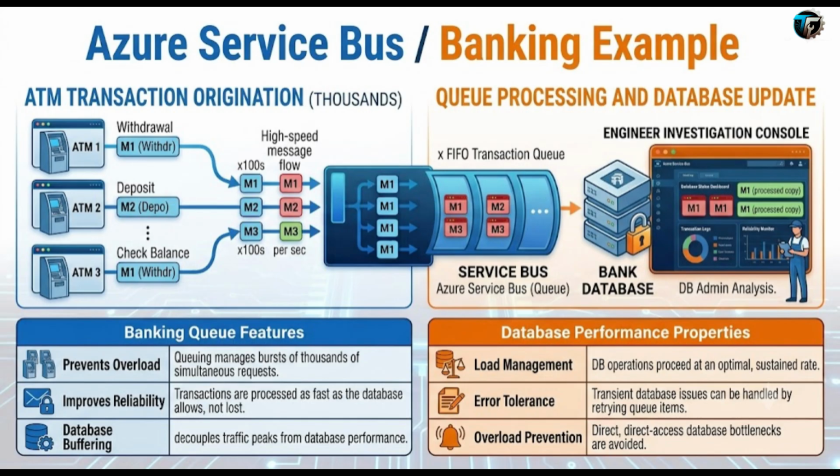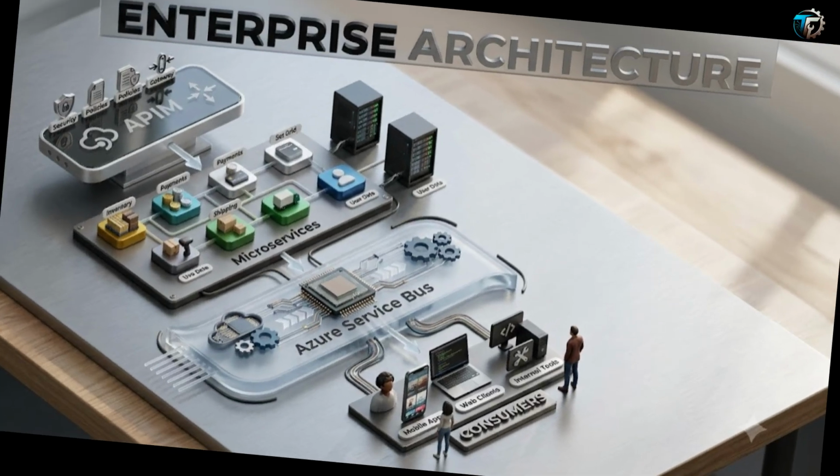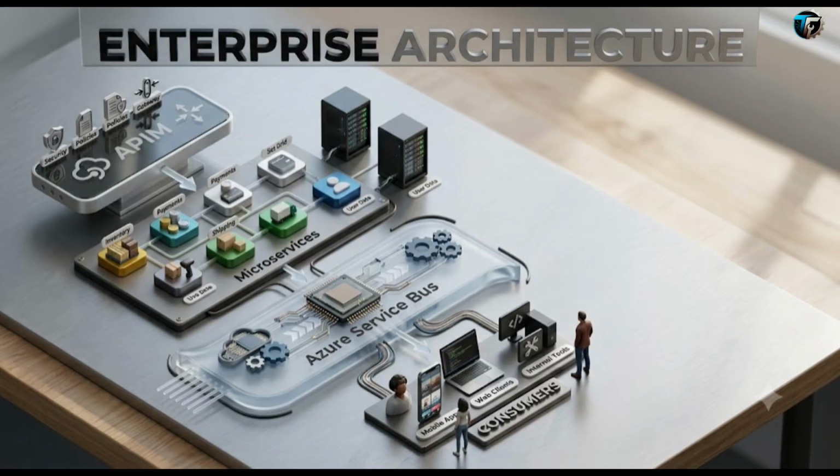Imagine thousands of ATM transactions. Instead of directly updating the database, requests first enter a queue. This improves reliability and prevents overload. Modern enterprises connect dozens of microservices through Azure Service Bus. Each service becomes independent. Failures don't spread across the system. Notice how Azure Service Bus becomes the communication backbone. Every service works independently. The platform becomes faster, more reliable, and easier to scale.